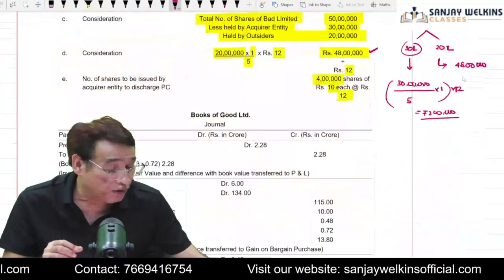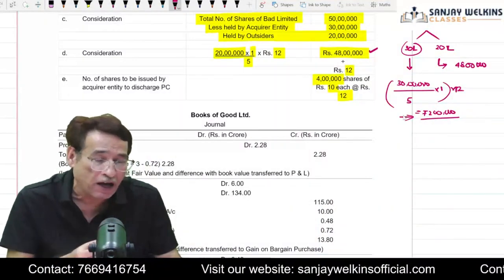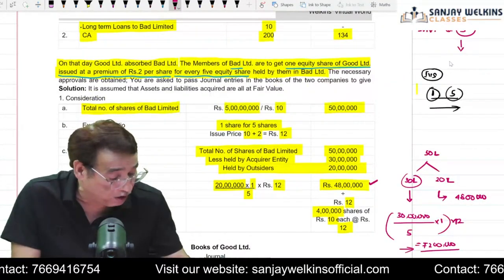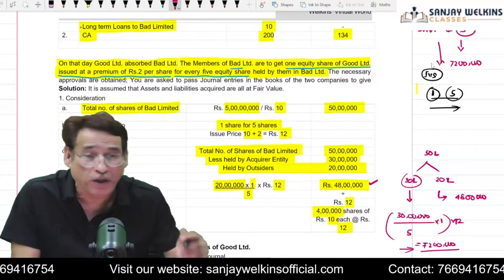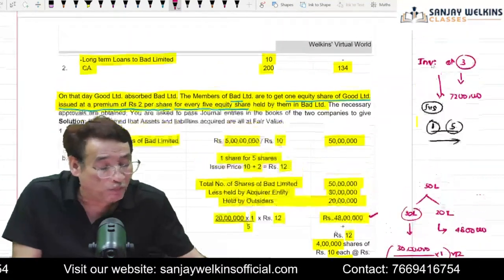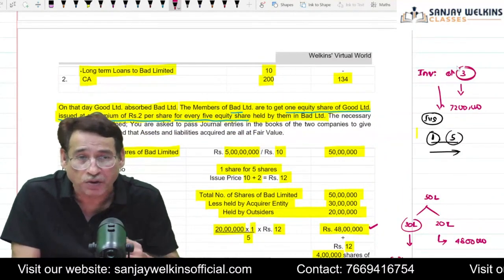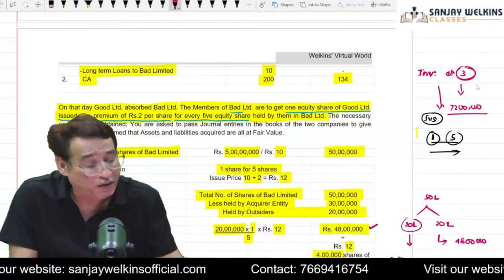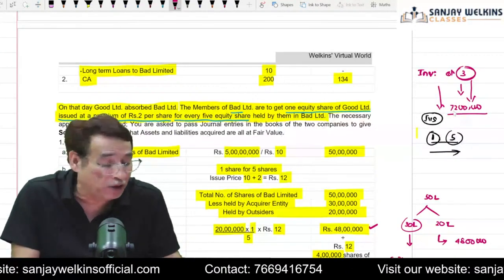Now, by determining this amount, what conclusion are you deriving? That the fair value of your investment has now come to only 72 lakhs. That means the fair value of your investment has fallen down, because you purchased 30 lakh shares by paying actually 3 crores. Now today, if those 30 lakh shares would be paid, they would be paid only 72 lakh. That means the value of your investment is only 72 lakh. Your value has fallen almost by 228 lakhs.